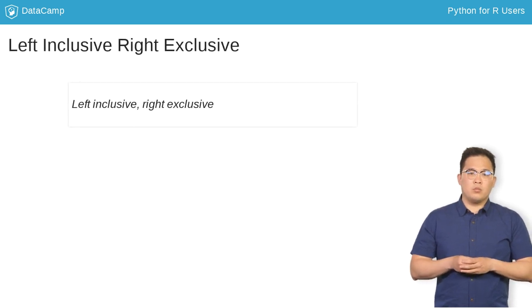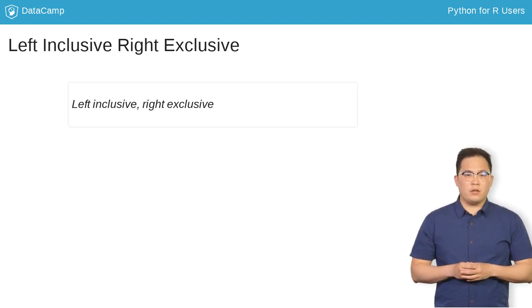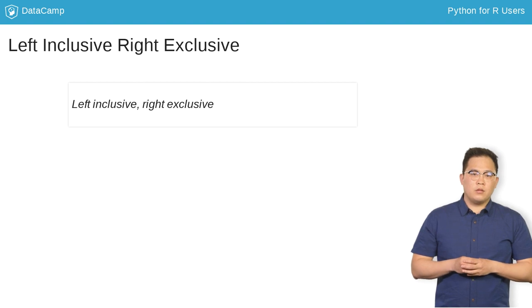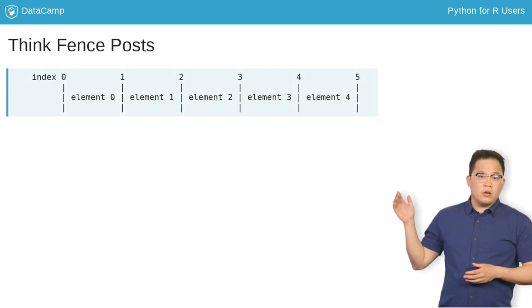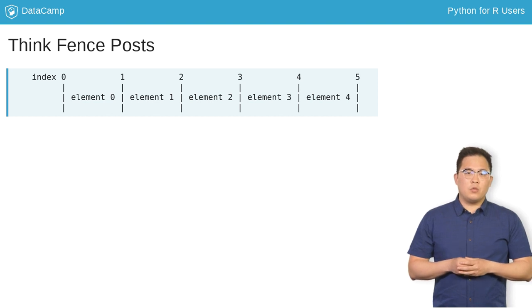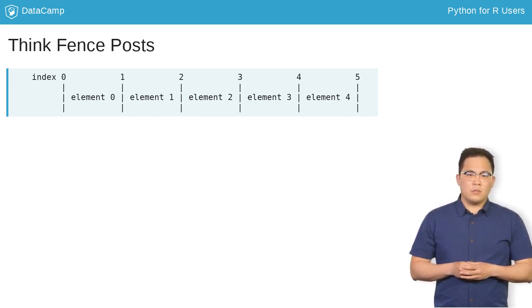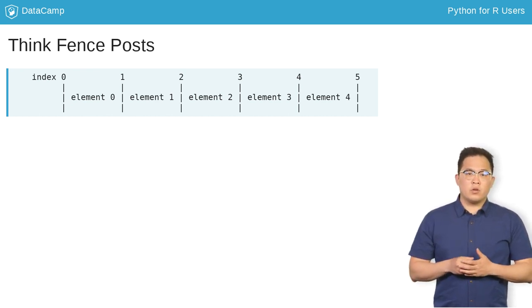Before we extract multiple list elements at once, it's important to show the left-inclusive, right-exclusive nature of Python. The best way to see this is using a fence post analogy. Here, the indices are labeled 0 to 5. These labels represent our fence posts. Between each fence post, you have elements of the list. The elements between the indices 0 and 3 give you the first 3 elements of the list.